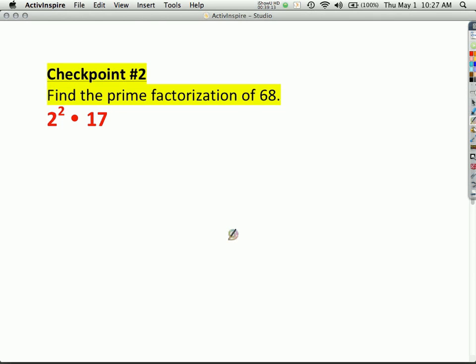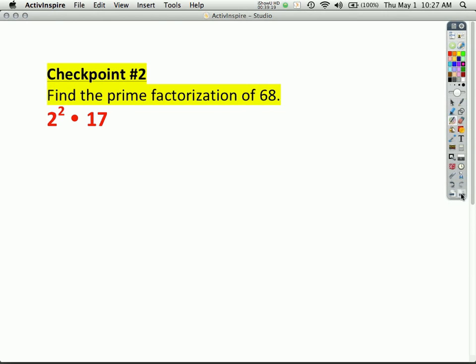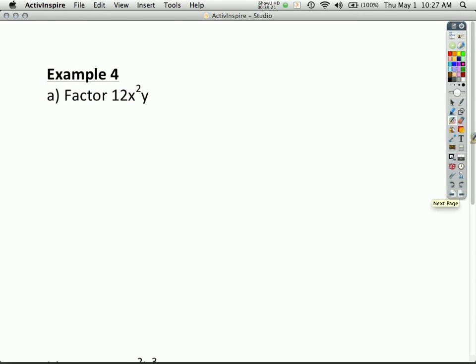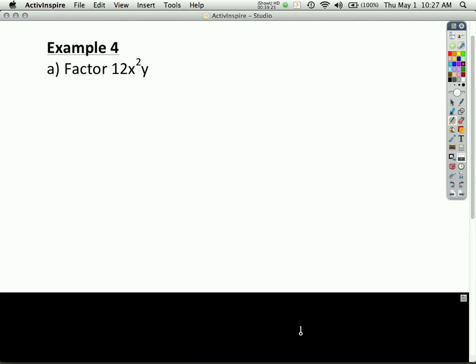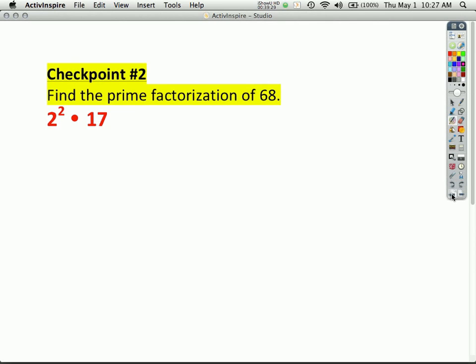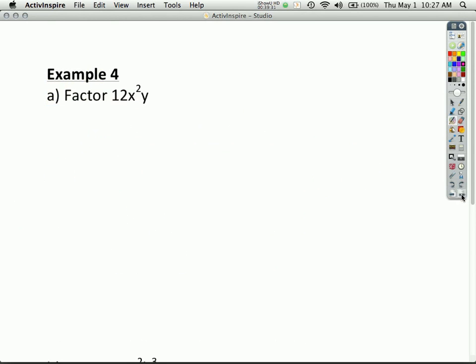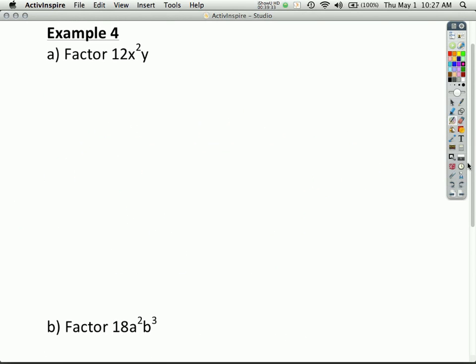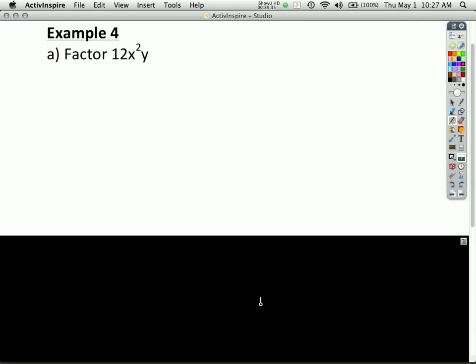Because this is the point where we change things. Okay? So, that's supposed to be example, it should say example 3. I apologize for that. It should say example 3.